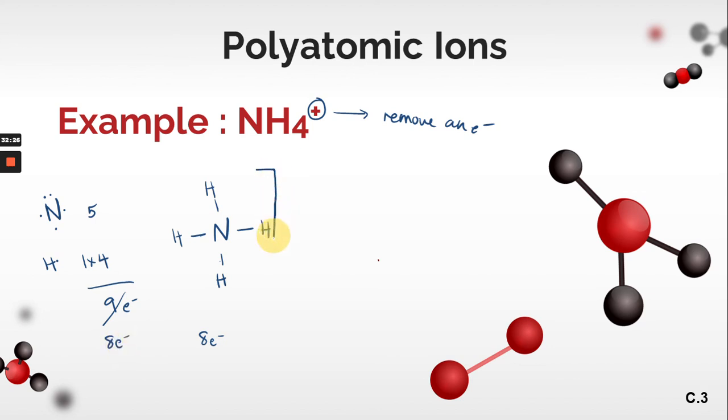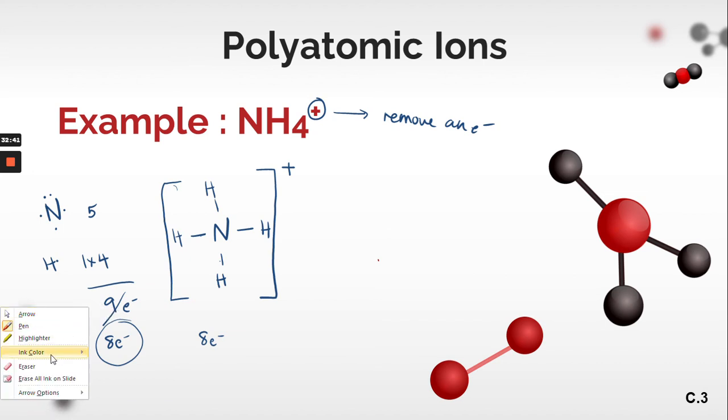When it has a charge, you have to do this. You have to put brackets around it, and then you have to put the charge outside. That lets the person looking at it know, yeah, I did that on purpose. I took one away, okay? Because normally it would have 9, right? We saw that when we added up the numbers.